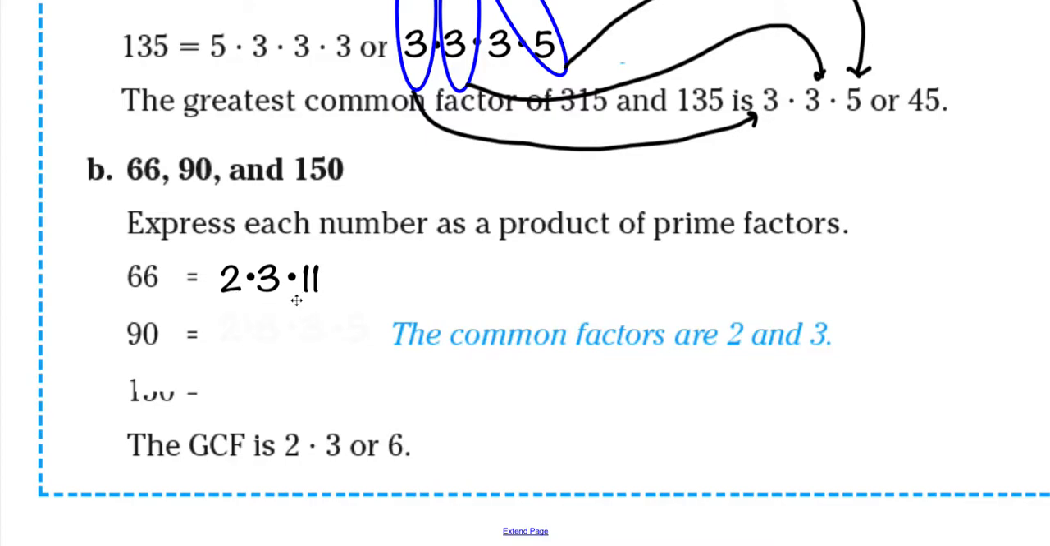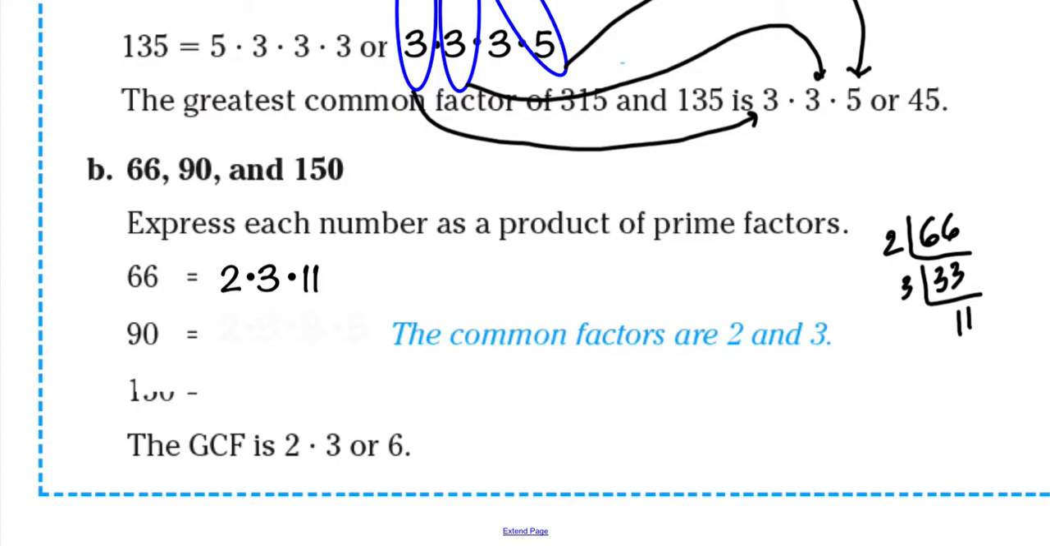Again, we use the factor tree, or we use the drop down method. Remember the drop down method, get 66. First prime number that goes into 66 is 2. 66 divided by 2 is 33. First prime number that goes into 33 is 3. 33 divided by 3 is 11. And we stop when the very bottom number is a prime number. So it's 2 times 3 times 11.